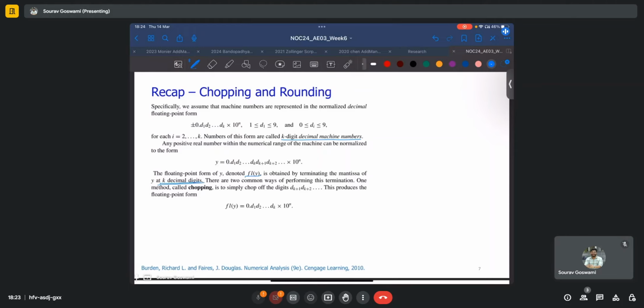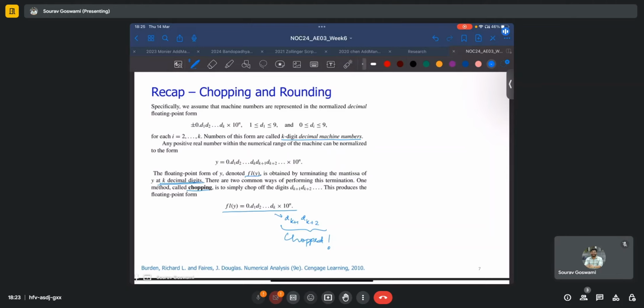And this termination or truncation can occur in two ways, as I said. One is called chopping, where we simply stop at d_k digits. We do not care what came after. We only look at what was till the kth digit. And this will produce a floating point form of this kind. Originally, remember, we had additional digits d_(k+1) and d_(k+2), but we simply chop them off without caring what they were.